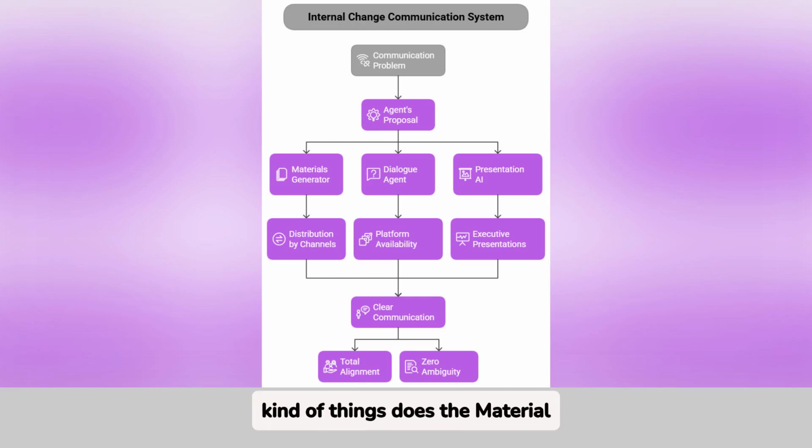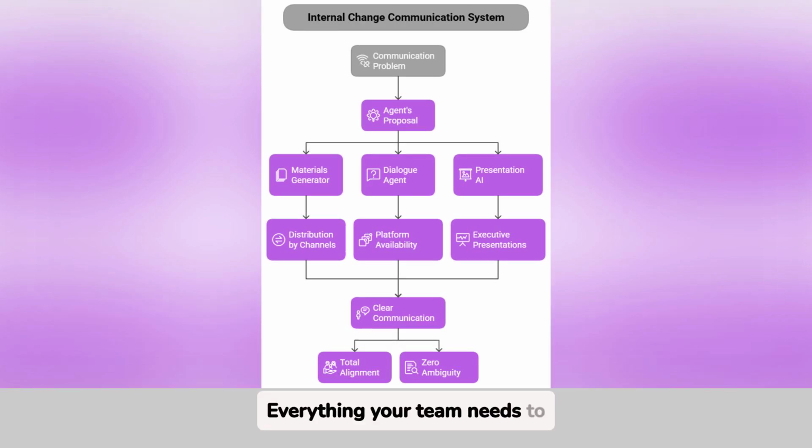What kind of things does the material generator create? Everything your team needs to understand and implement a change correctly: a PDF manual with examples, an explanatory video with voice or avatar, an interactive infographic, a step-by-step guide, and personalized informational emails. You can even generate a mini quiz to ensure understanding, and all of this is generated automatically as soon as a new plan is approved or a process is updated.